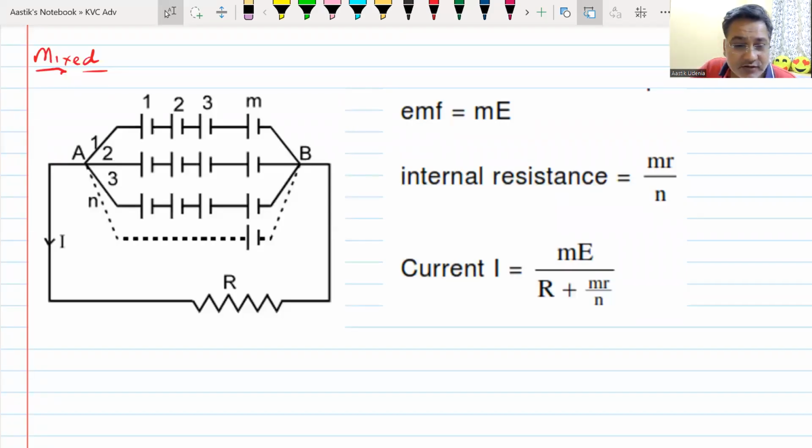Then you can have the next combination, which is a mixture of the two: M cells in series, and then you have N branches of the same. Do we understand this? Yes, sir. Here are the answers for it. And sir, this officially brings us to an end for this chapter, a very big chapter.